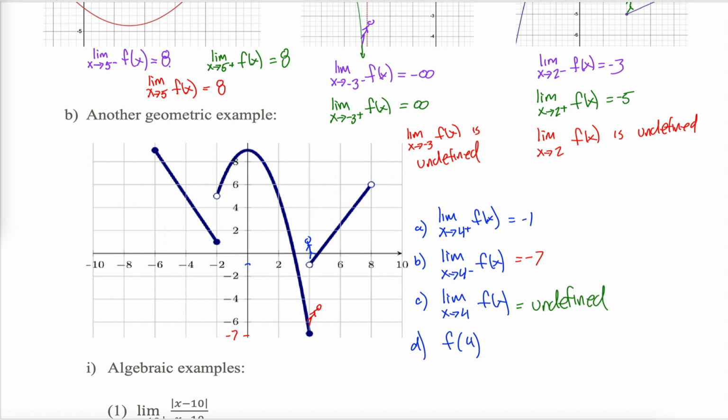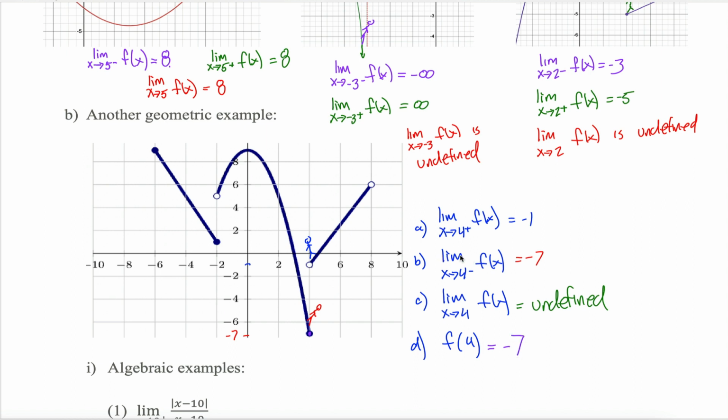It's easy to learn new topics and kind of forget stuff that you already know. So I want to make sure that doesn't happen by asking question D here, which kind of doesn't look like the others. This is just asking you what's f of 4. This has nothing to do with limits at all. This is just asking you if you put 4 into this machine, what would come out? You come over here to 4 and you look for the closed circle that in this case appears to be -7, and that's what comes out of the machine.